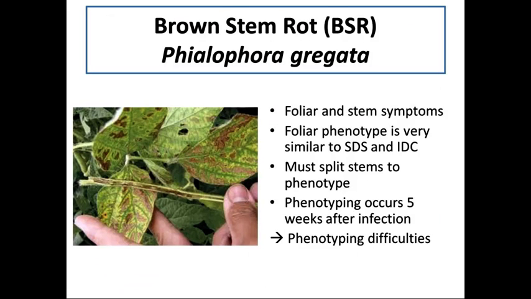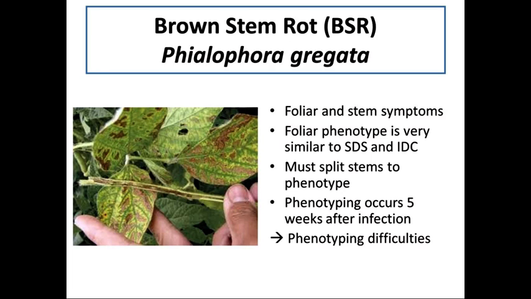Phialophora gregata is a fungal pathogen that causes brown stem rot. This is a soil-borne fungus. It causes foliar symptoms and stem symptoms. The foliar symptoms appear as leaf necrosis and leaf chlorosis. Now these look almost identical to the foliar symptoms produced by sudden death syndrome and iron deficiency chlorosis, which are both also really prevalent in the Midwest and infect soybean.